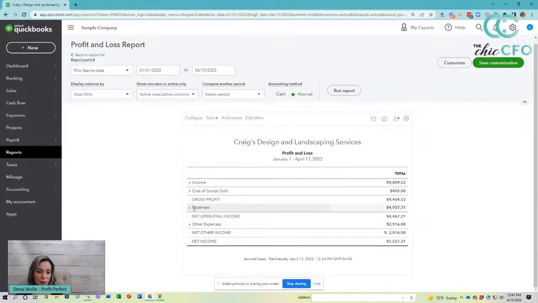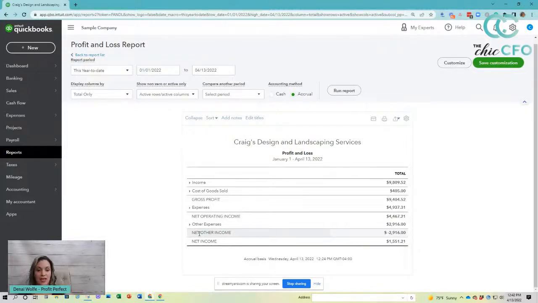The next component is your expenses. These are your regular operational expenses. So all of the expenses that are not directly tied to the delivery of your product or service, they belong in your operational expenses. Then after that, you're given your net income.